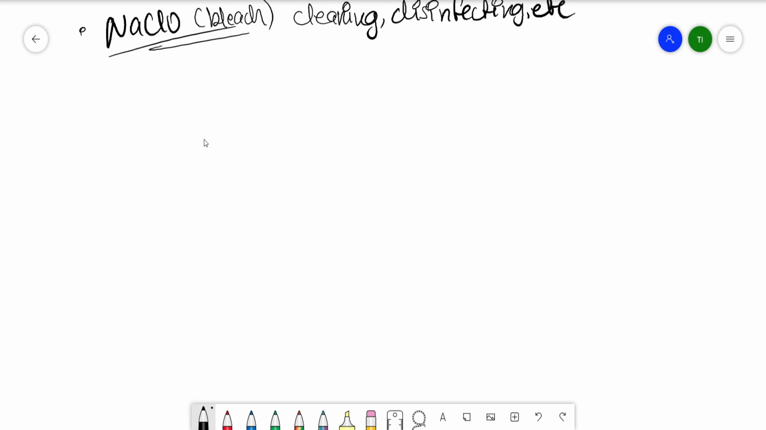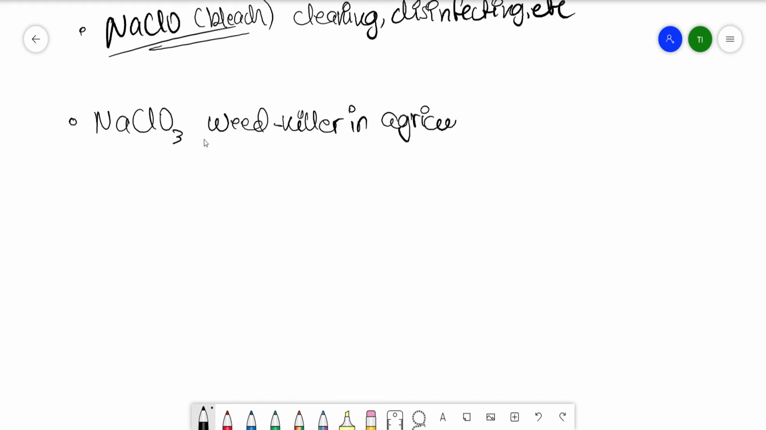Anyway, we'll move on to the next part, which is, oh wait, one more thing that I had to mention, another practical example. NaClO3 is used as a weed killer in agriculture. Okay, NaClO3. There's no name given for this in your syllabus. Anyway, let's move on to the next, which is the chlorination of water.